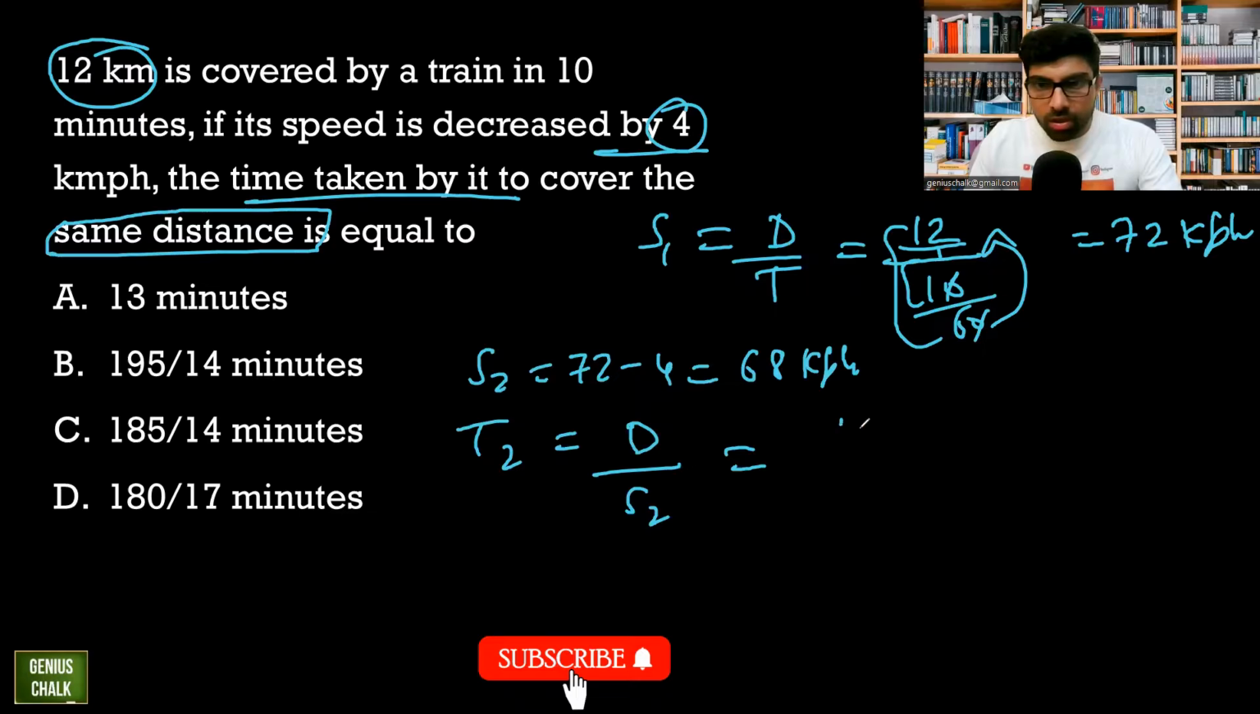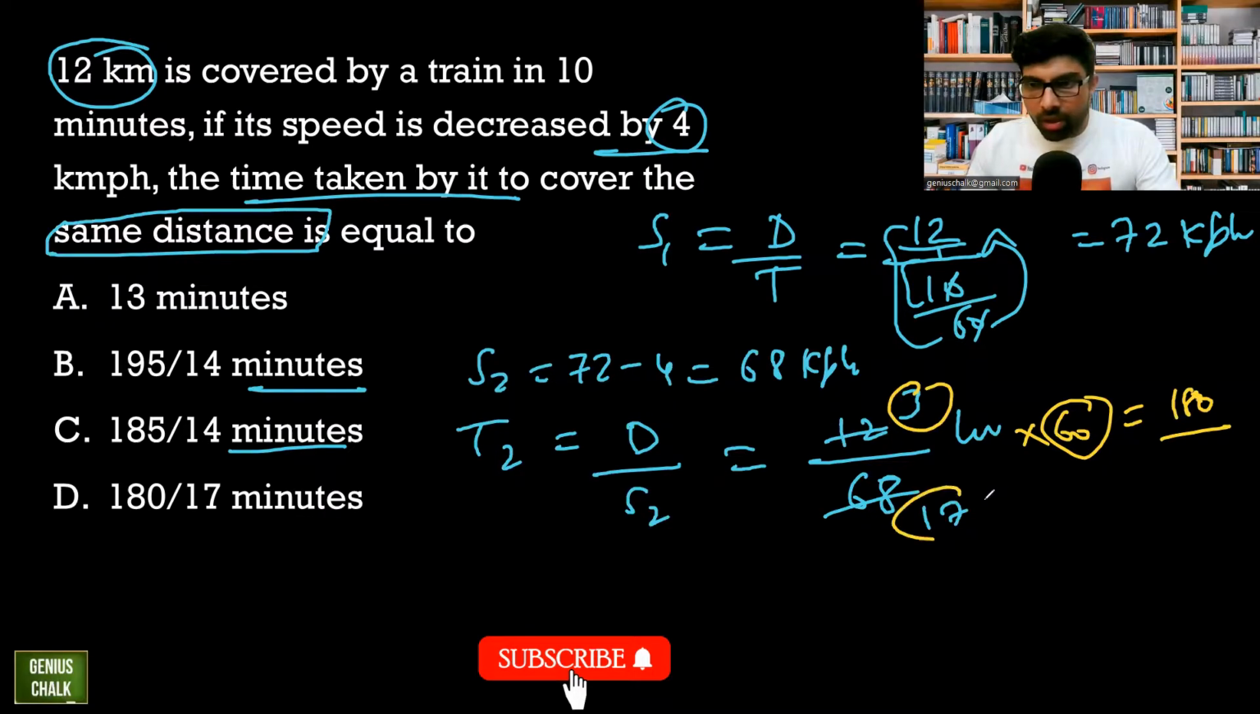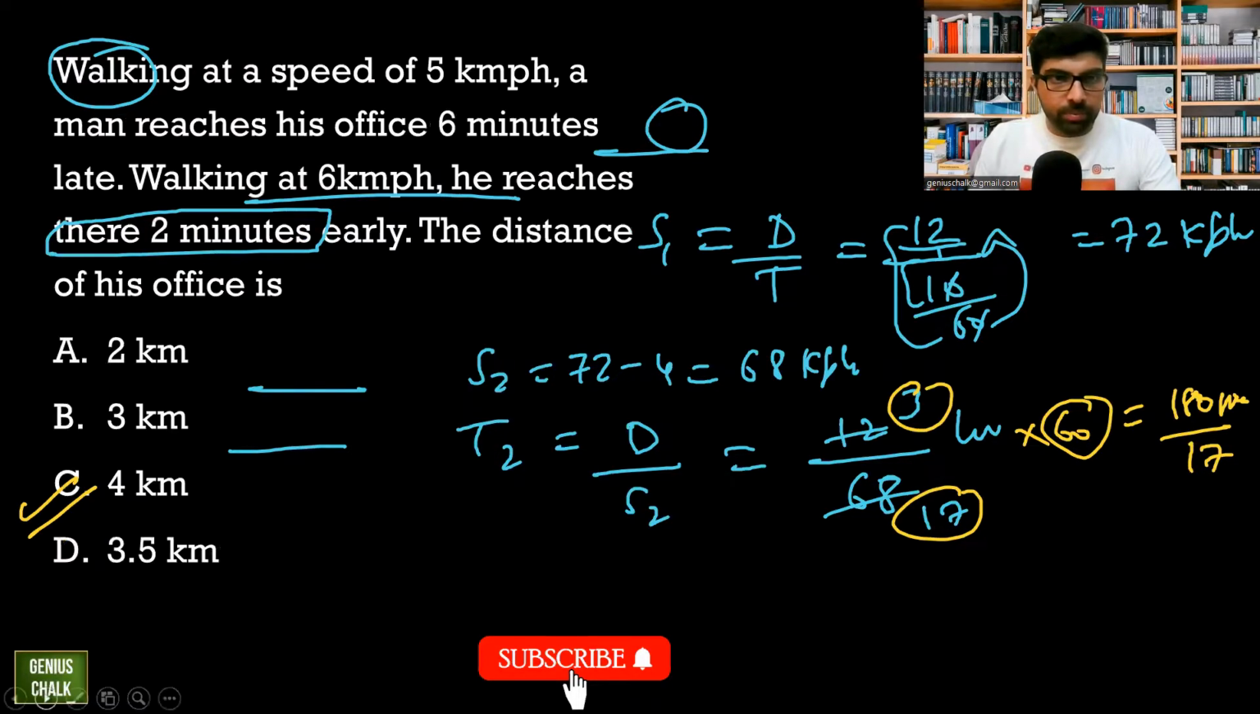So what is the distance? 12 km, and this is by 68, which is the speed. Now if you convert it, 4 3s are 12, 4 17s are 68, so it will be 3 by 17 hours. But the answer is asked in minutes. So how to convert hours into minutes? Multiply by 60. So 60 into 3, that is 180, and it is by 17. So 180 by 17 minutes, that is option D, right?